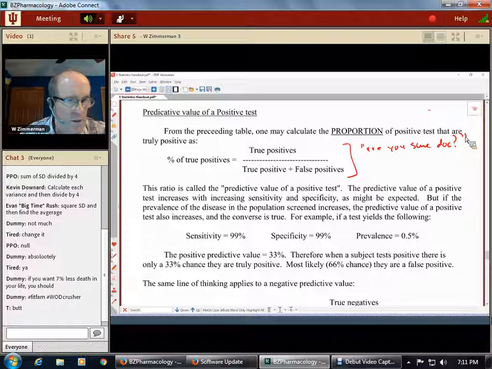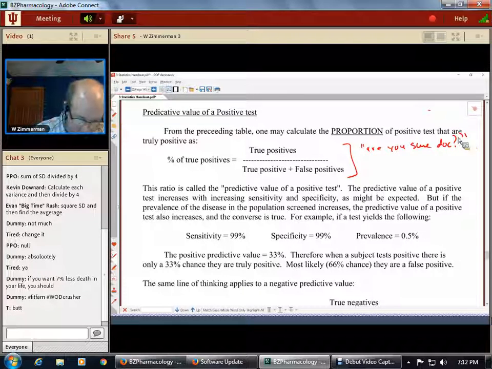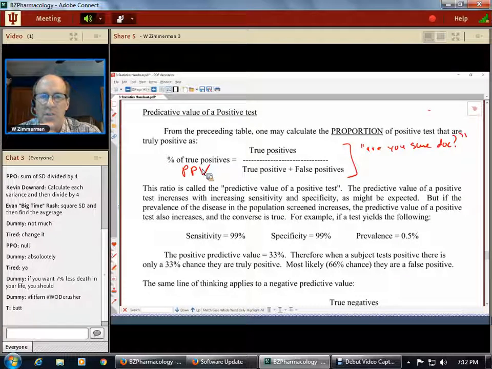And it's not quite as simple as I put there. Let's look at this next paragraph. This is the problem with a PPV. Quite often we call it just a positive predictive value. Predictive value of a positive test increases with increasing sensitivity and specificity. Okay, good, I understand that. But notice that as the prevalence of the disease in the population screened increases, predictive value goes up. And the converse is true.